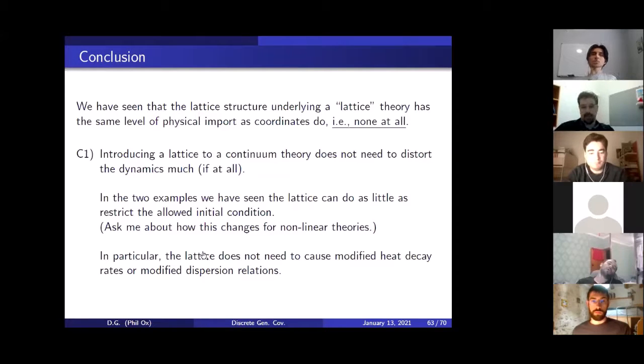And in particular, the lattice doesn't need to cause modified heat decay rates or modified dispersion relations. It doesn't need to change the dynamics at all, besides cutting out high-frequency stuff. That's all that the lattice representation forces you into believing.